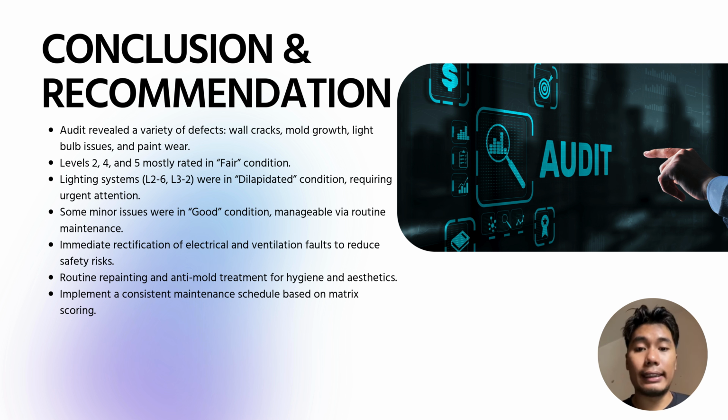So last but not least is our conclusion and recommendation. The audit that we conducted revealed a variety of defects: wall cracks, mould growth, light bulb issues, and paint wear. Levels 2, 4, and 5 were mostly rated in fair condition. Lighting systems were in dilapidated condition, requiring urgent attention. Some minor issues were in good condition, manageable via routine maintenance, with immediate rectification of electrical and ventilation faults to reduce the safety risk, and routine repainting and anti-mould treatment for hygiene and aesthetics.